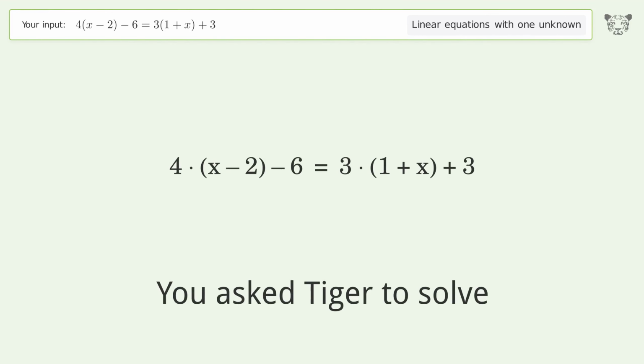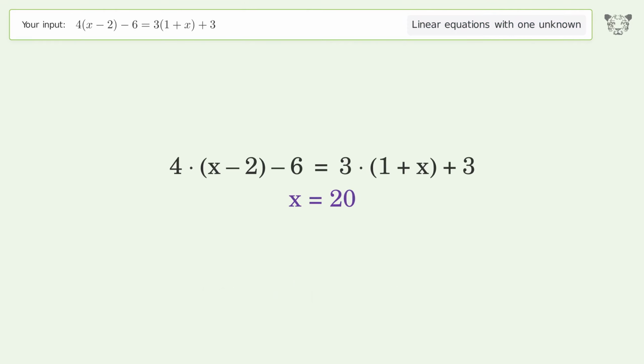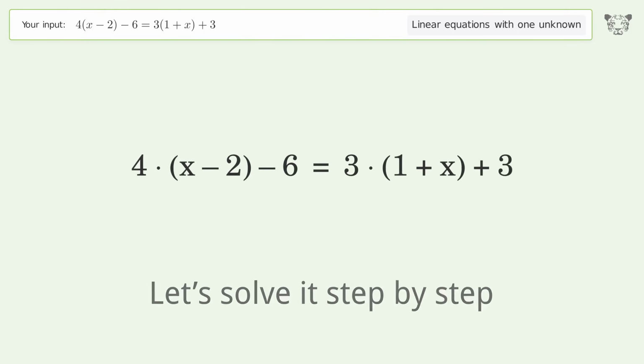You ask Tiger to solve this. This deals with linear equations with one unknown. The final result is x equals 20. Let's solve it step by step.